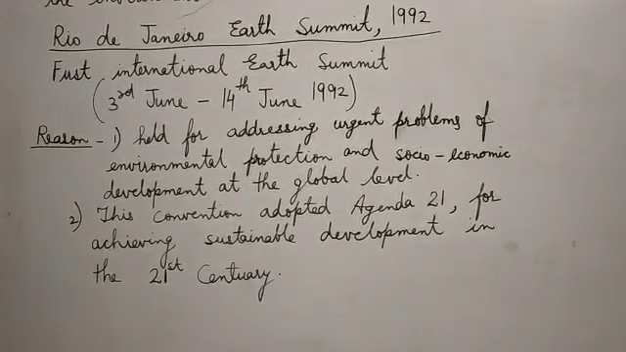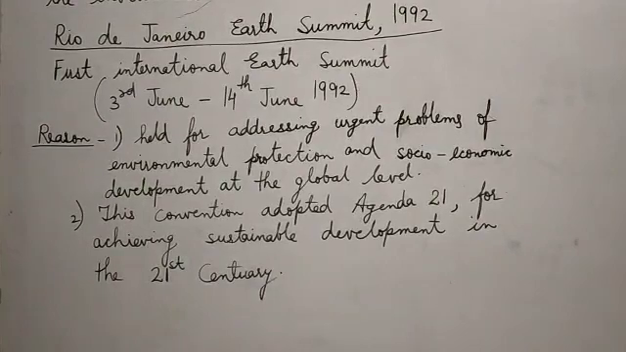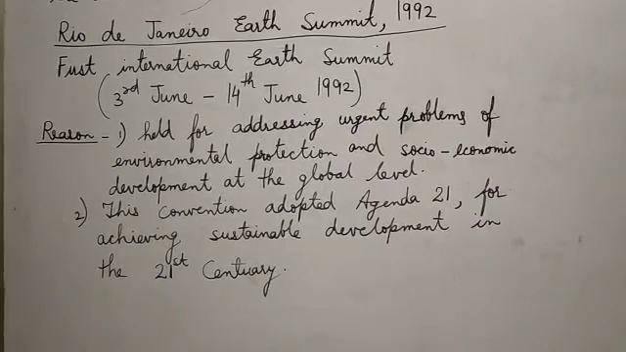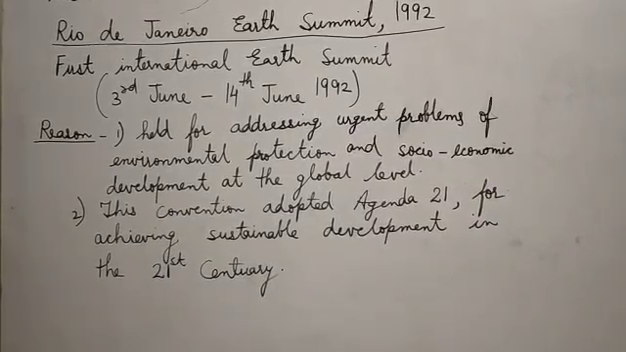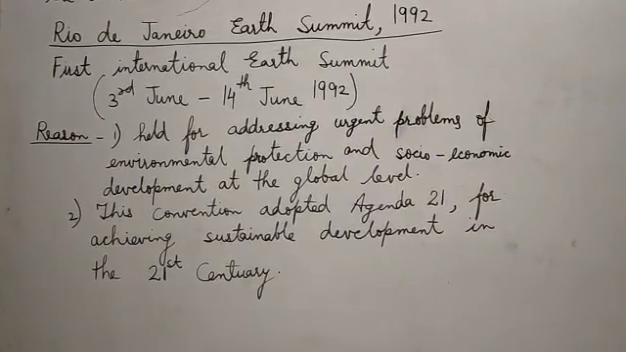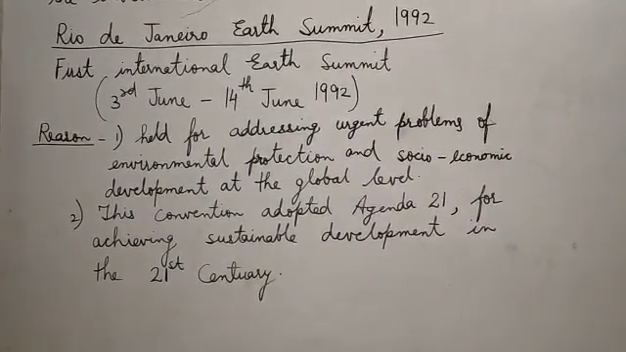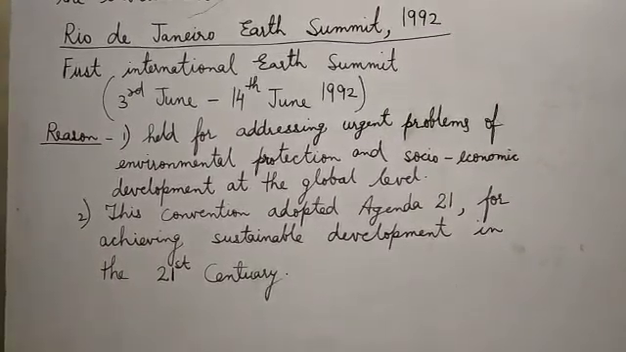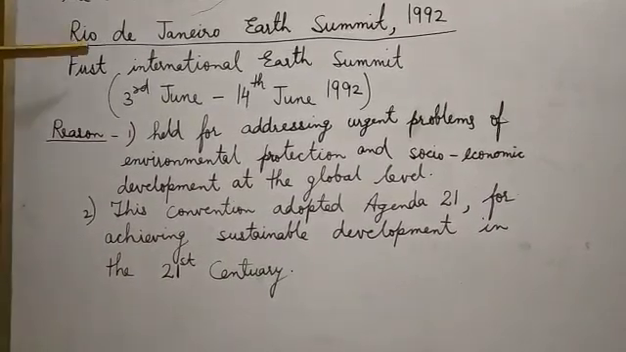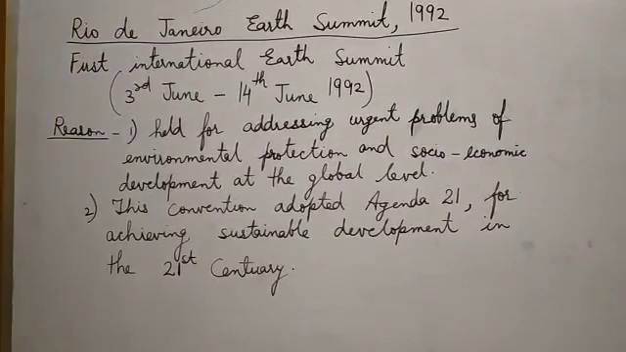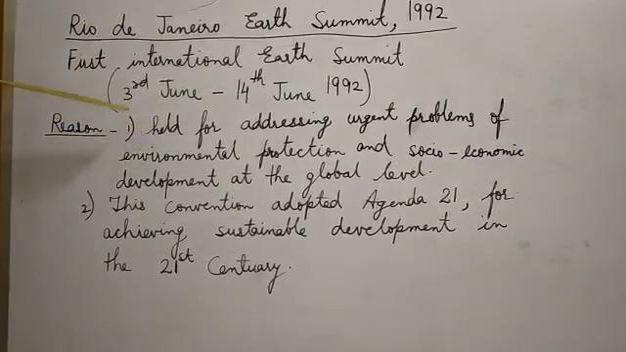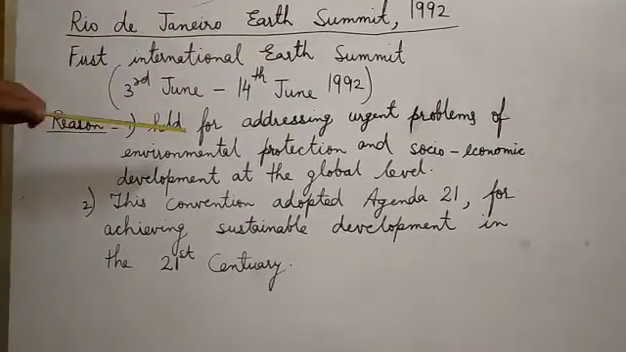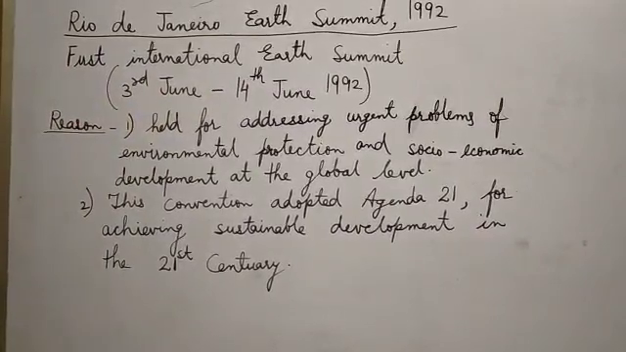The main aim was to reconcile worldwide economic development with protection of the environment. This Earth Summit was the largest gathering of world leaders as of 92, with 117 heads of states and representatives of 178 nations in all attending. Now, what was the main reason of this Earth Summit 92? It was held for addressing urgent problems of environmental protection and socio-economic development at the global level.